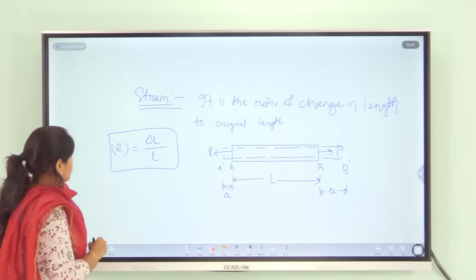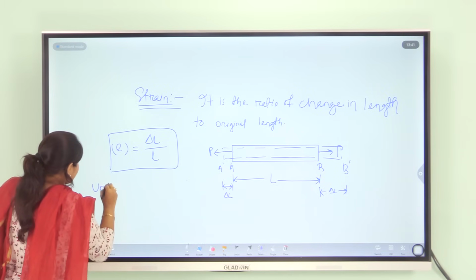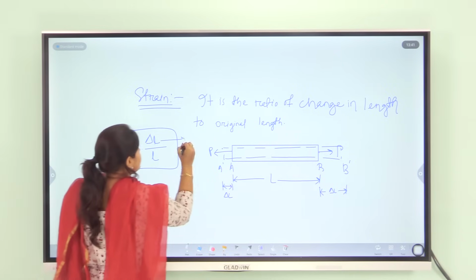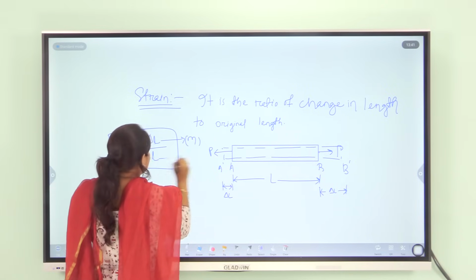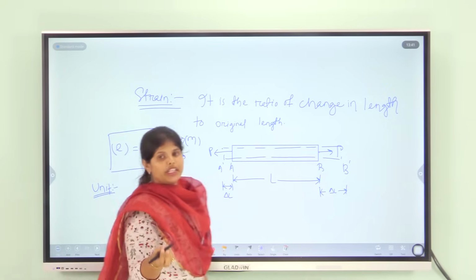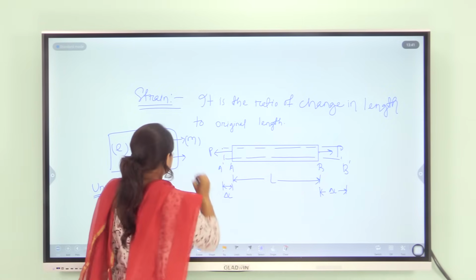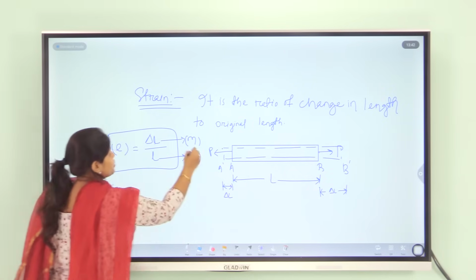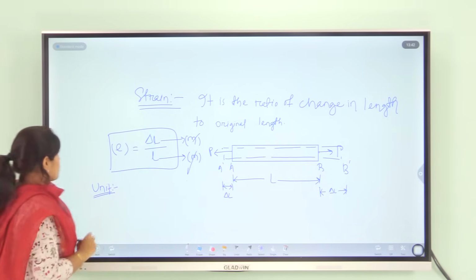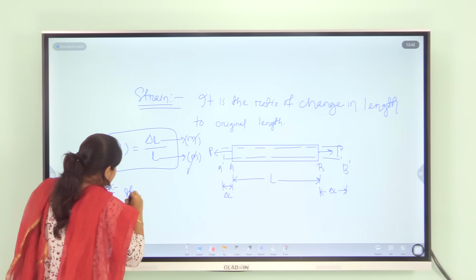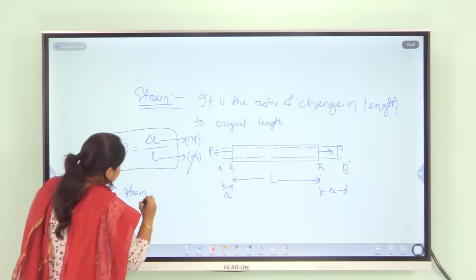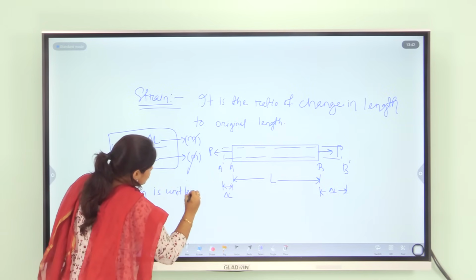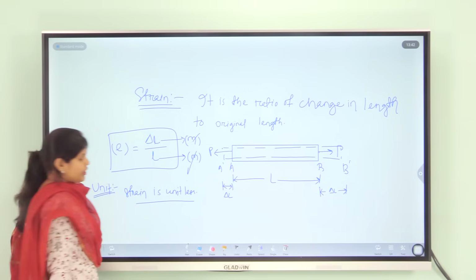What will be the unit? If delta L is in meter, centimeter or millimeter and L is in meter, centimeter or millimeter, the units will cancel. So, we can say strain is unitless. We need to remember this.